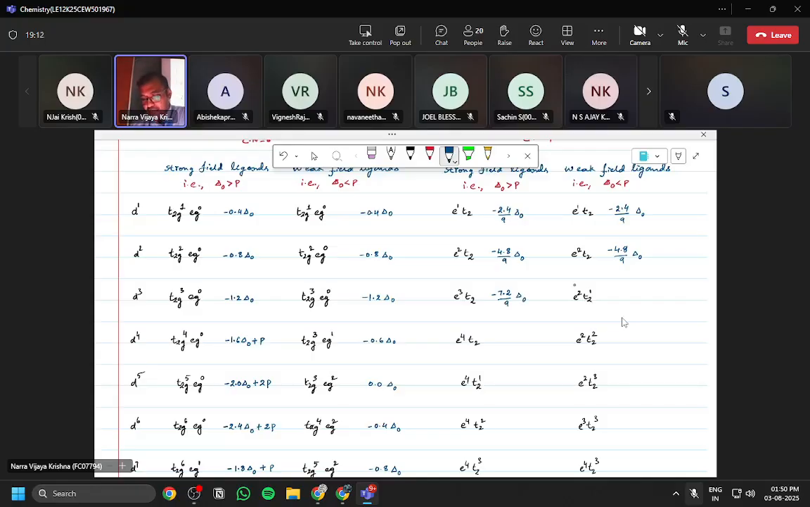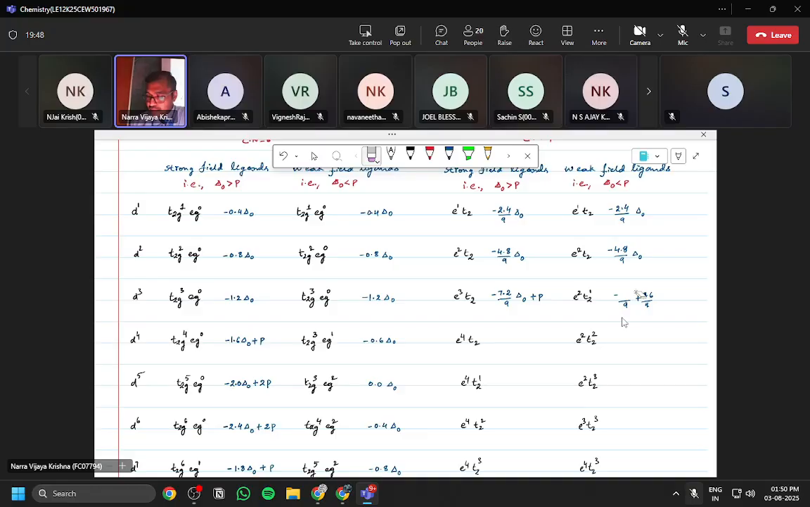Here, one pairing is there, so plus P. It is minus 4.8 by 9 plus 3.6 by 9. Correct? Only one electron, huh? One electron means 0.6 now. 0.6 into 4 by 9.